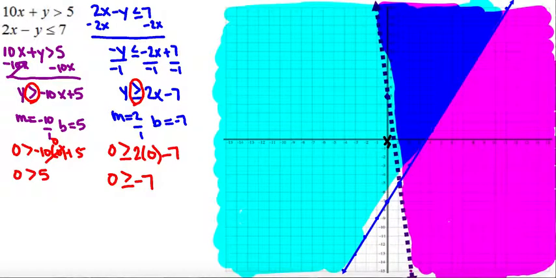Alright, so my solution to this system is everything in the dark blue area, including this solid line right here. So for example, a solution could be 3, 4. And then everything that's not in the dark blue area, so the pink, the white, and the blue, this is all not a solution. So for example, like this point right here, 7, negative 6 is not a solution.